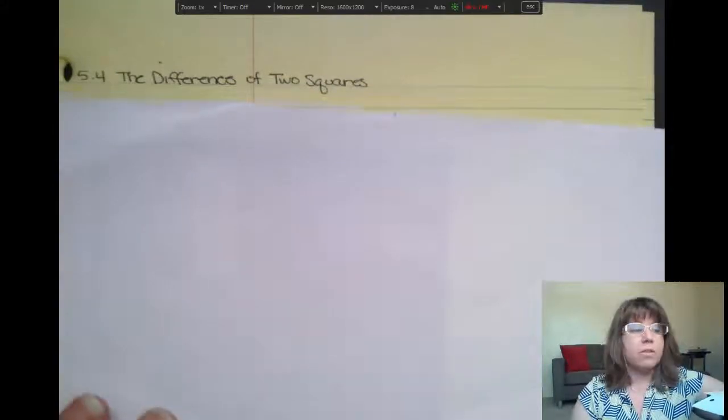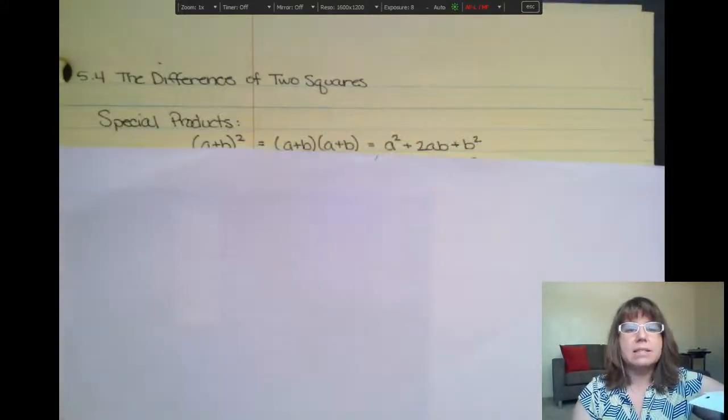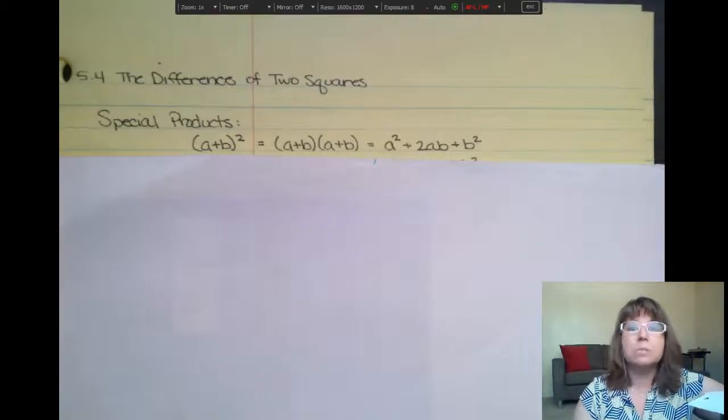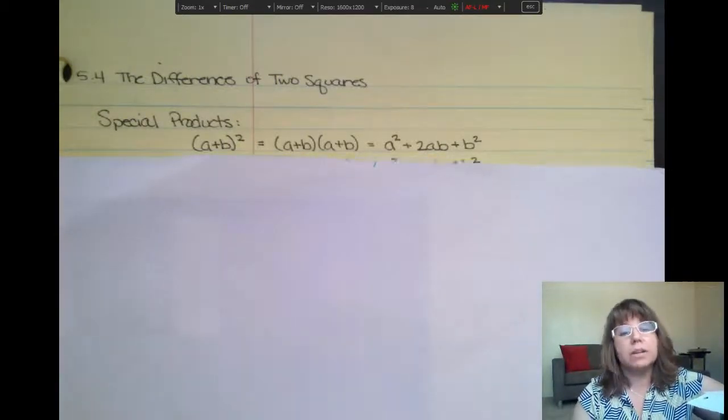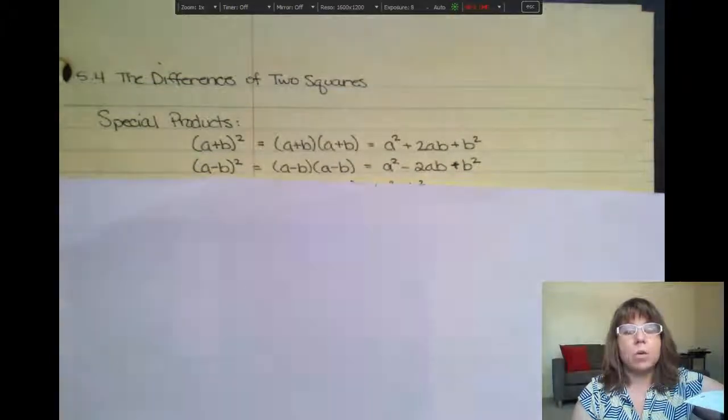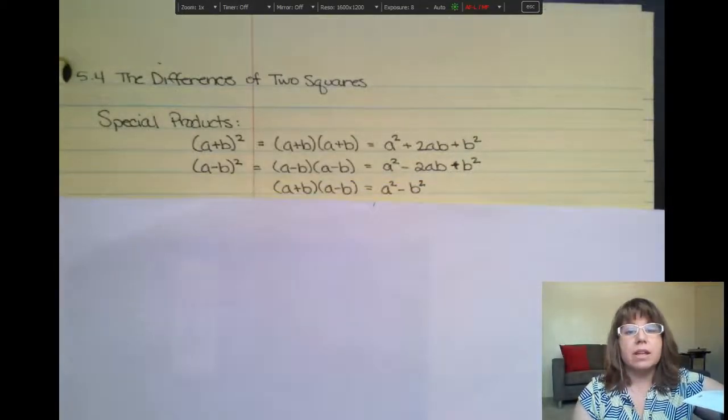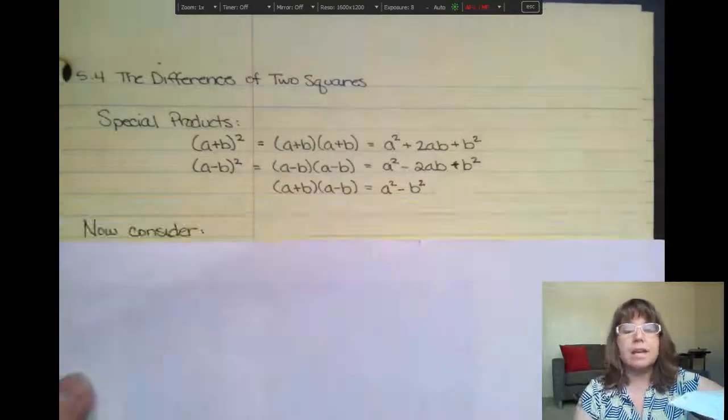You may recall that a couple of lectures ago we had some special products that we did. One was quantity a plus b squared, which would give us the result of a squared plus 2ab plus b squared. A minus b quantity squared would give us a squared minus 2ab plus b squared. Then we had a plus b times a minus b, which gives us the difference of two squares, a squared minus b squared. Now that was the forward way, where we're multiplying.